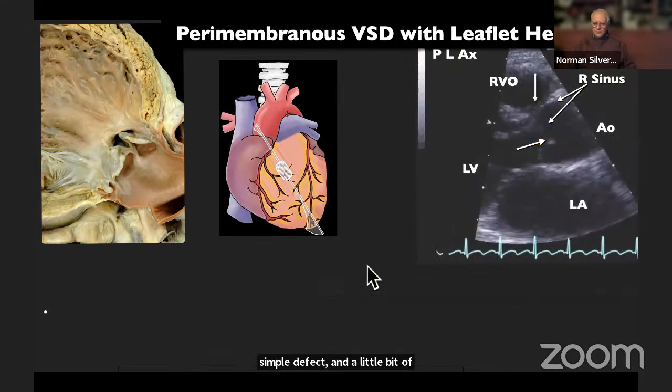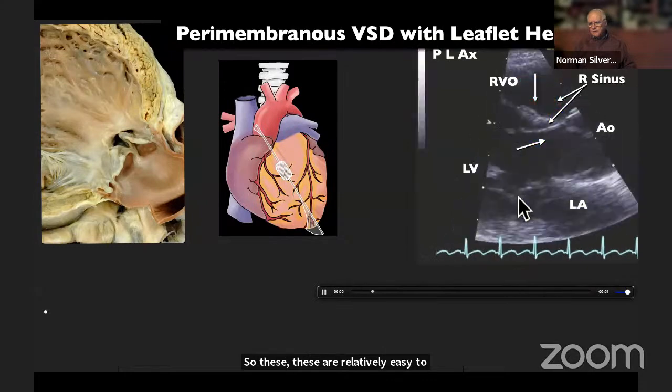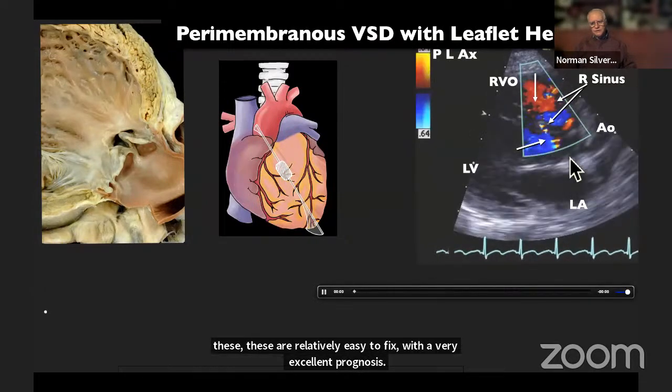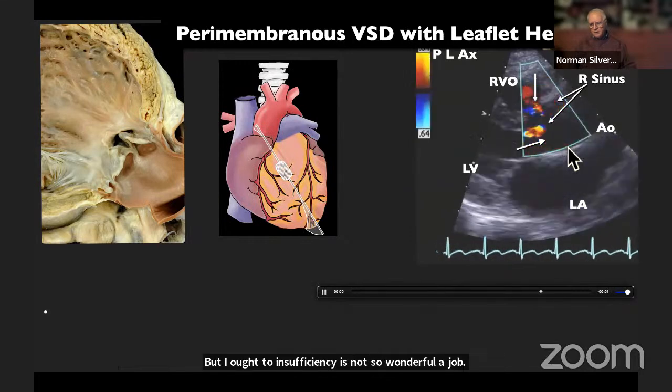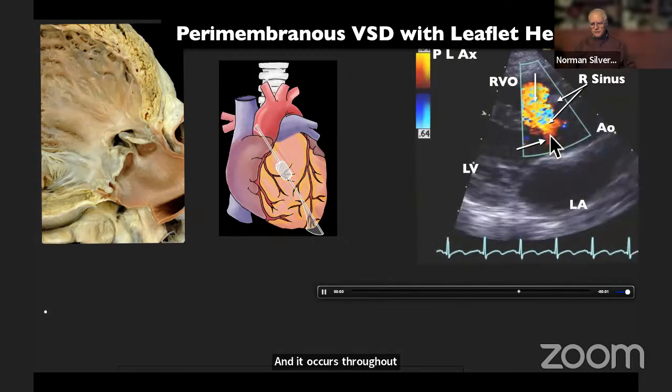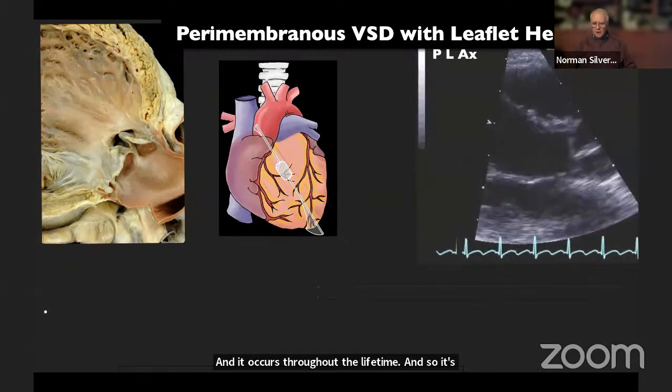So VSDs are relatively easy to fix with a very excellent prognosis, but aortic insufficiency is not so wonderful a job, and it occurs throughout lifetime. And so it's better to fix these defects when you see aortic insufficiency occurring.